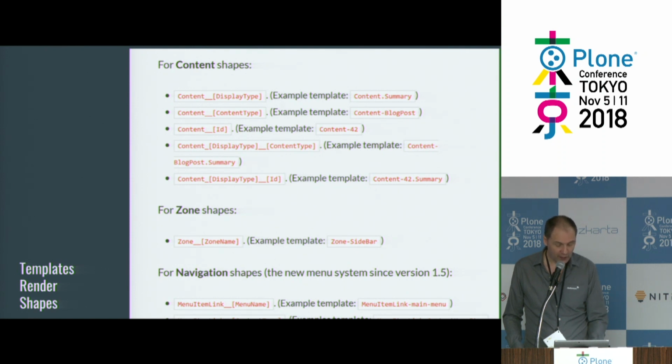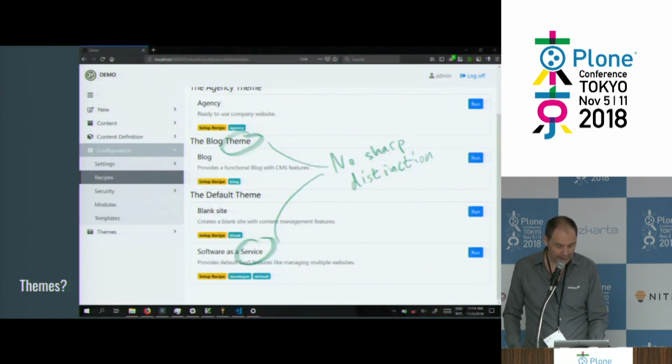I mentioned how you can override templates in a granular way. Here is a quick look at what kinds of overrides you can do. And to reiterate the overlap between functionality and theme, they've got a theme called the blog theme, and they've got a theme called software as a service. So that enables multi-tenancy. It's really a different kind of site.